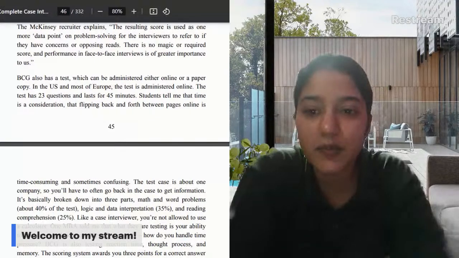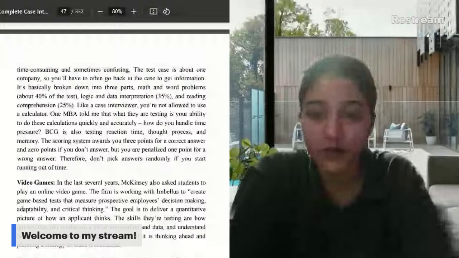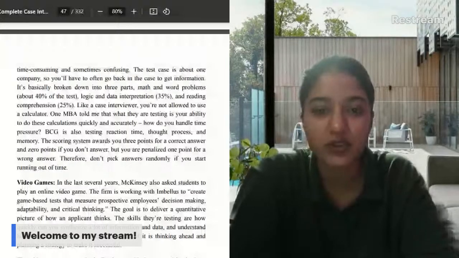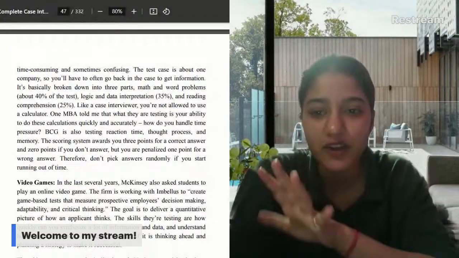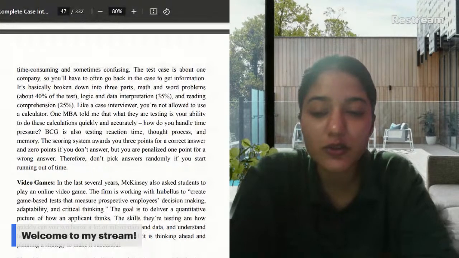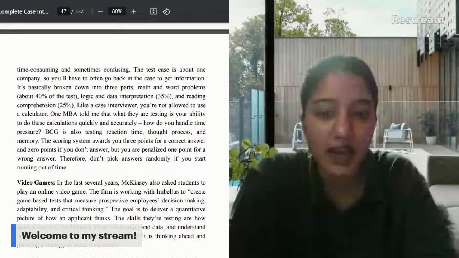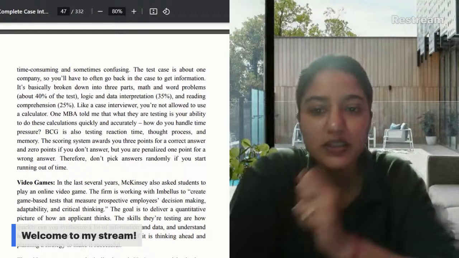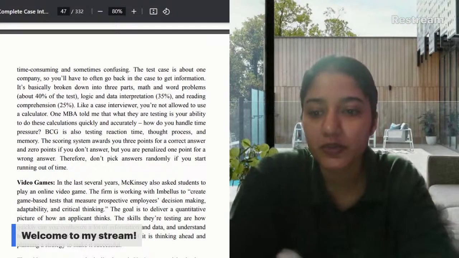It's basically broken down into three parts: math and word problems, about 40% of the test, logic and data interpretation, 35%, reading and comprehension, 25%. Like a case interview, you are not allowed to use a calculator. One MBA told me that they are testing your ability to do calculations quickly and accurately. How do you handle time pressure? BCG is also testing reaction time, thought process, and memory.